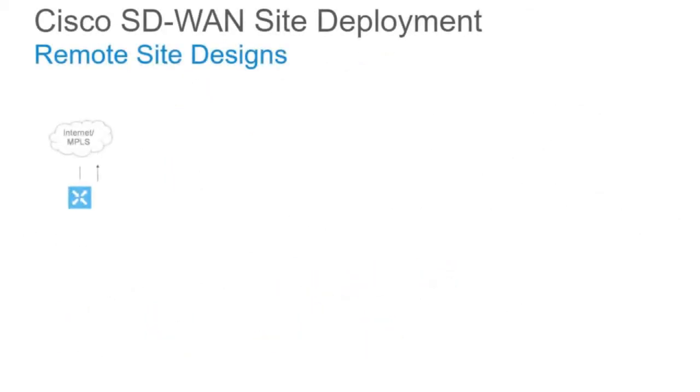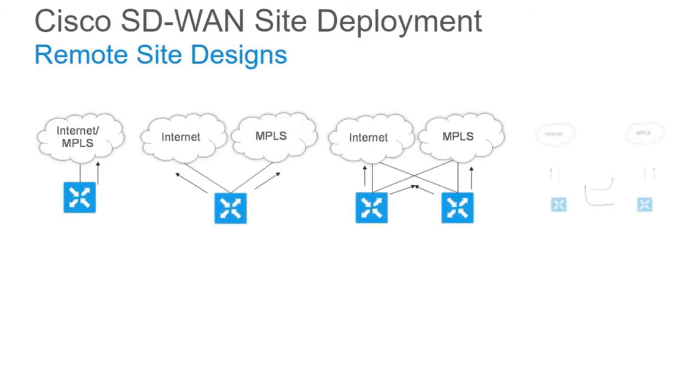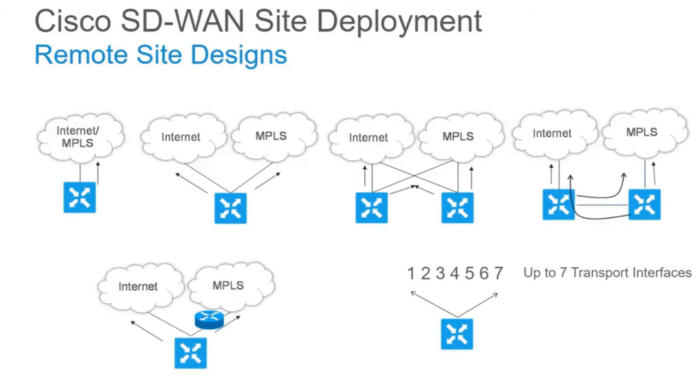There is support for a wide range of topologies for site deployments, including terminating multiple transports on a single vEdge. The vEdges can support up to 7 transport interfaces. With multiple vEdges, there is support for U-shaped topologies where different transports can be present on different vEdges.